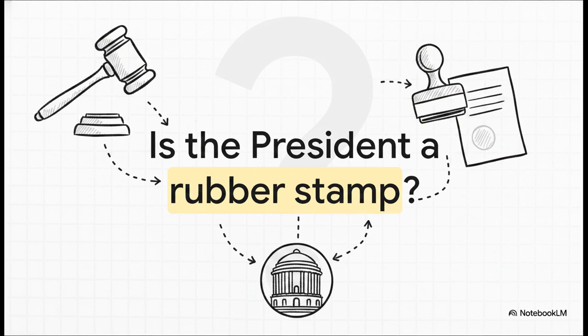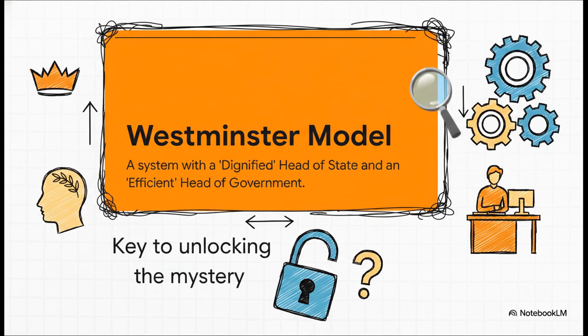And this brings us to the core question that constitutional scholars and political junkies absolutely love to debate. Is the President of India basically a rubber stamp? Are they just a mere figurehead who nods along to whatever the Prime Minister wants? Well, to answer that, we really have to understand the specific system of government India chose when they drafted their constitution. India went with what's called the Westminster model of government.